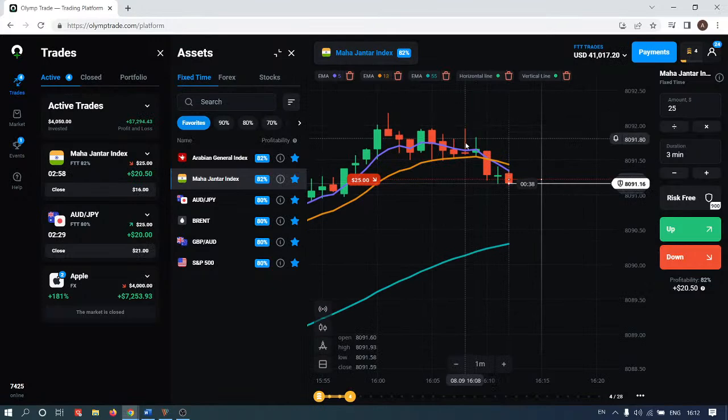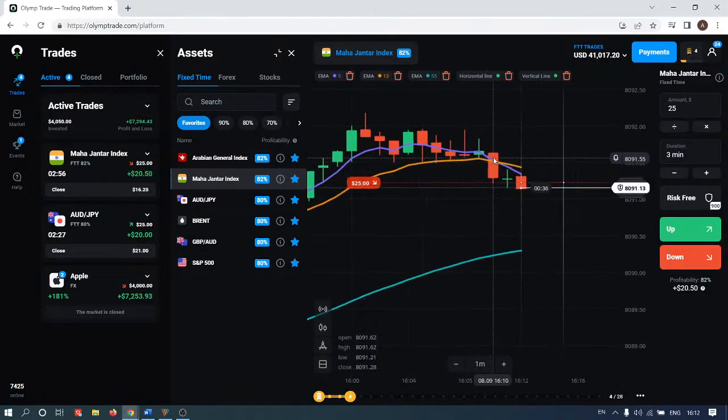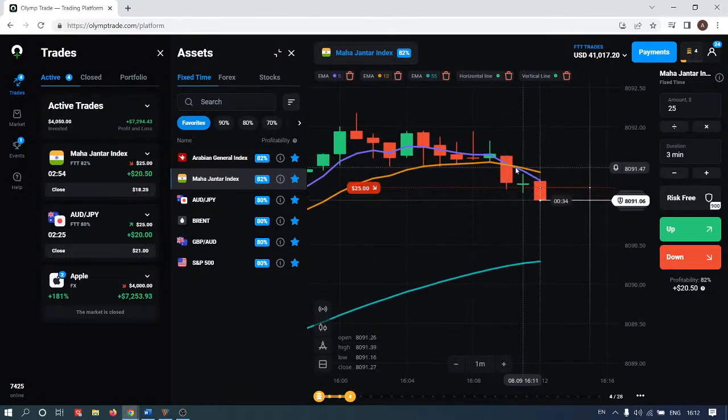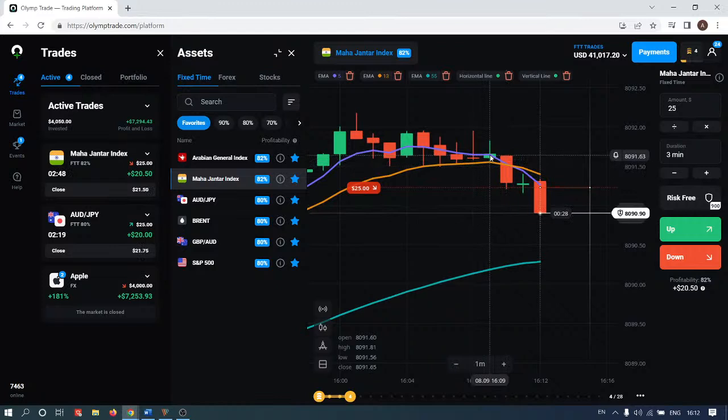Wow, look at this Mahajantar. Exactly. This is what I told you a few minutes back, that we were about to observe this crossing, and it actually did happen. It happened from top downwards.